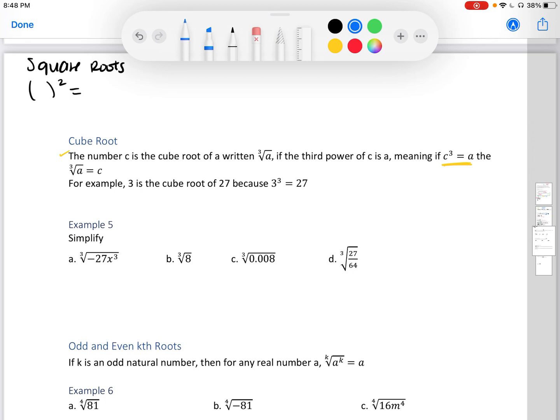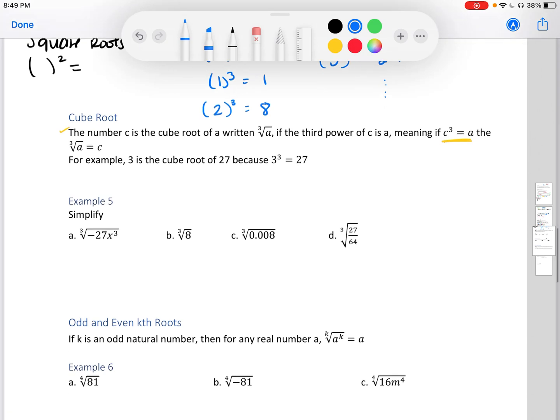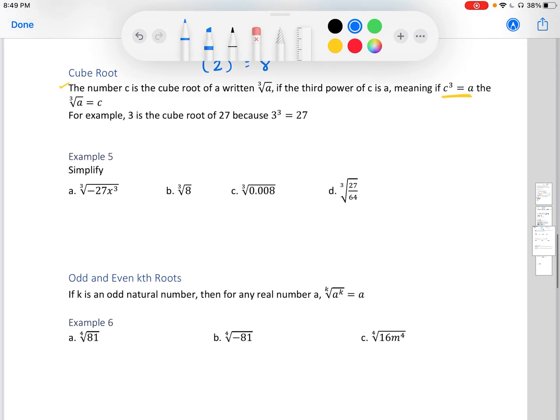And for those who want to think of numbers raised to the third power, such as 1 to the third power gives us 1, 2 raised to the third power gives us 8, 3 raised to the third power gives us, well, if you're ever unsure, you can multiply. 3 times 3 is 9, 9 times 3 is 27, and so on. So let's take a look at these questions.